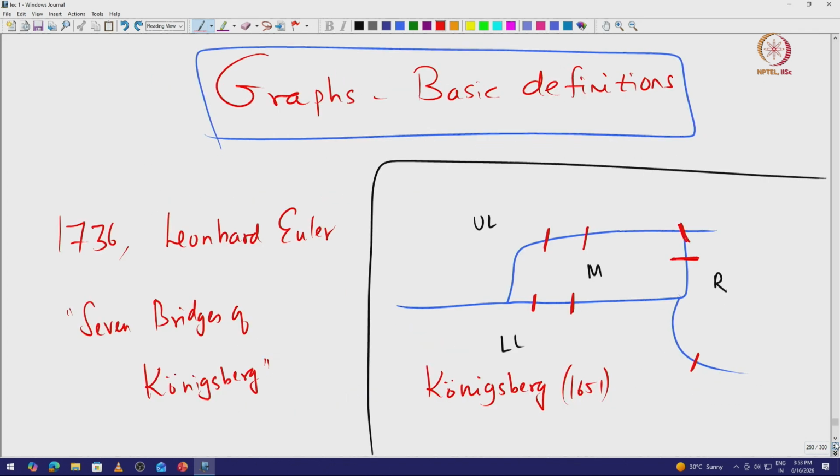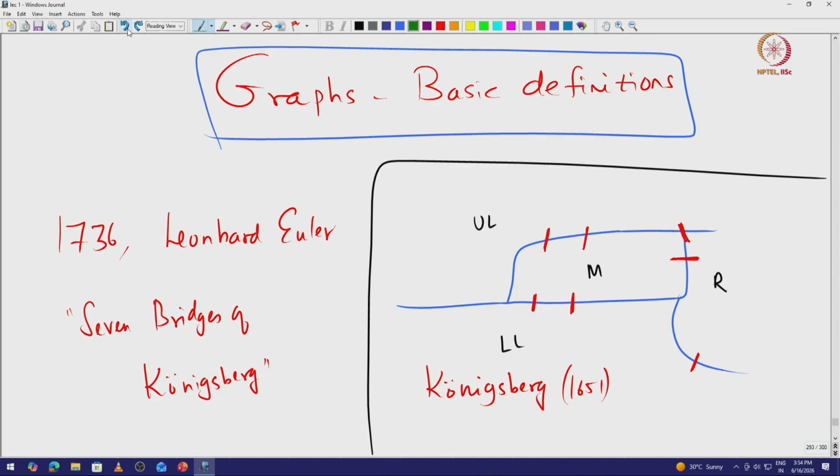For example, if we take this M, this is a vertex, and this UL is also a vertex. Then we have indeed two edges between them, given by these two bridges between UL and M. Okay, I guess the construction is very clear. So, we are turning this real life problem into an abstract mathematical problem by replacing the land pieces by vertices and the bridges by edges.